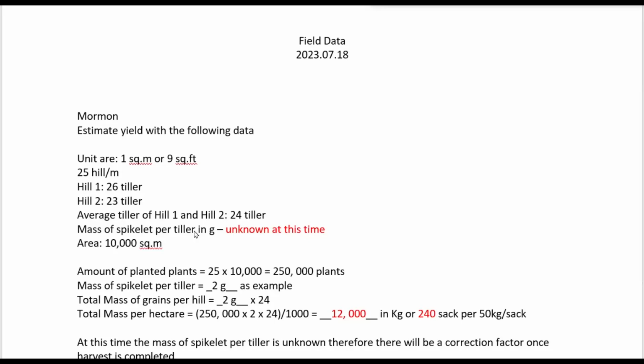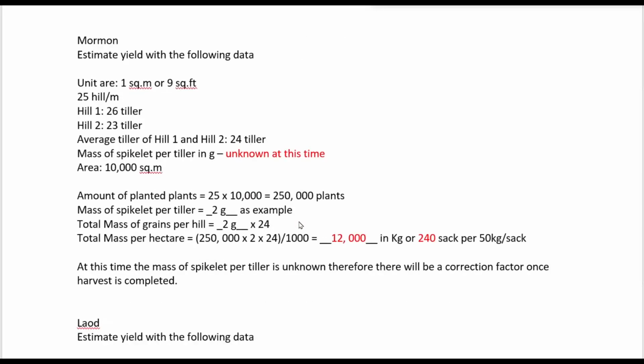The spikelet per tiller is unknown at this time. I will know it later, before we begin to harvest, so that I can quantify these tillers. The area is 10,000 square meters. So using this data, we have 25 in 1 square meter, and there are 10,000 square meters. So 25 times 10,000 is 250,000.